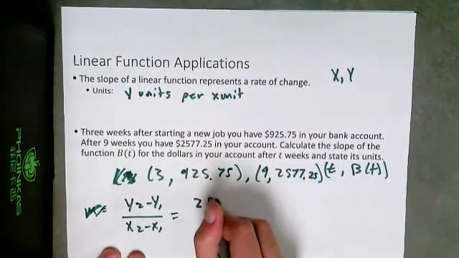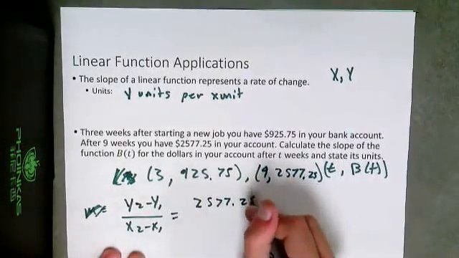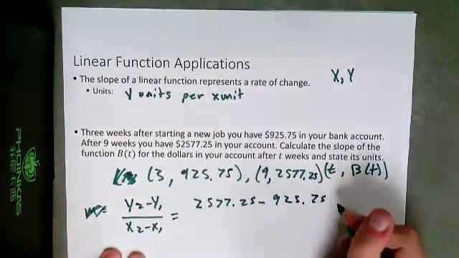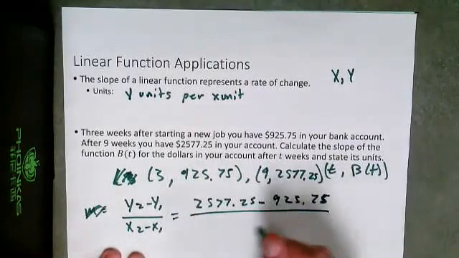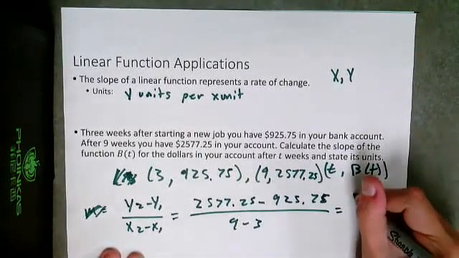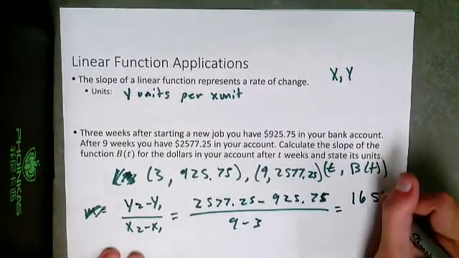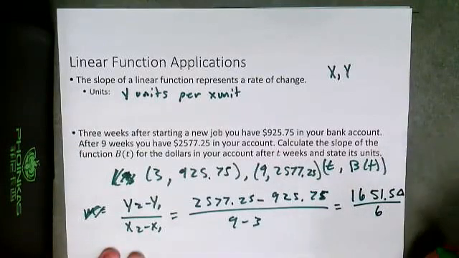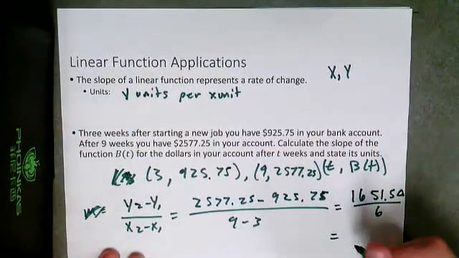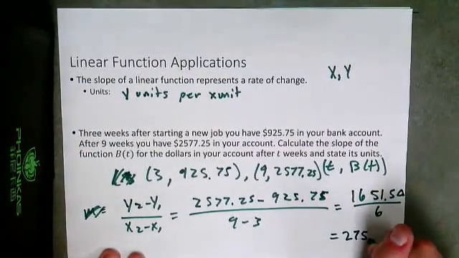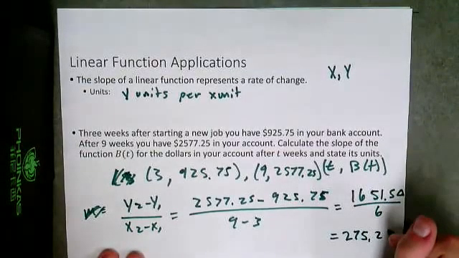So we're going to do it this way: 2577.25 minus 925.75, all over 9 minus 3. This gives us 1,651.50 over 6. And that reduces down to 275.25.